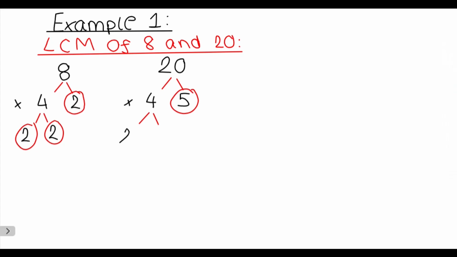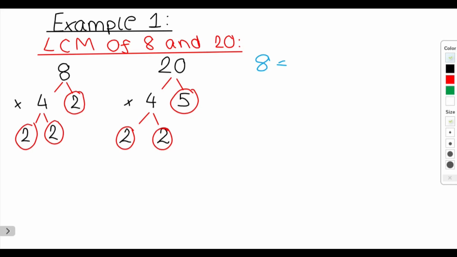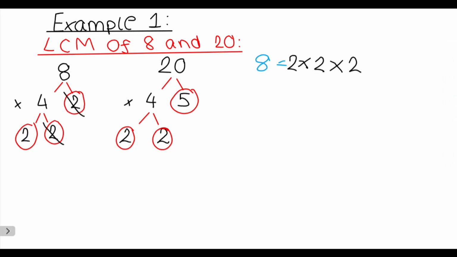So 2 and 2 divide into 4. And those are both prime numbers, so we're going to circle those. Alright, now we're going to write these out with their numbers. So 8 equals 2 times 2 times 2. And now we're going to see what 20 divides into. And that is 2 times 2 times 5. And you always start with the lowest number when you're writing these out.